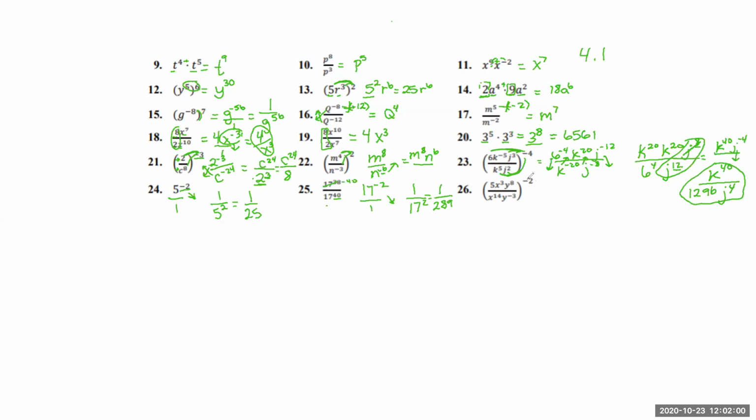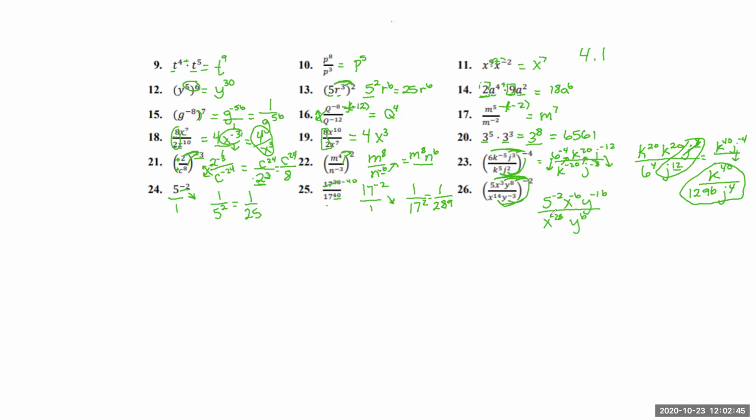Okay, last one here. So 26, same as 23, we're going to distribute that negative 2 to all of the numbers in here. So let's start with that 5. So on top we have 5 to the negative second. And then 3 times negative 2 is x to the negative 6. 8 times negative 2 is going to be y to the negative 16th. And then on the bottom, we have x to the 14 times negative 2, which is negative 28. And then y to the negative 3, times negative 2, so negative 3 times negative 2 is going to be y to the 6.